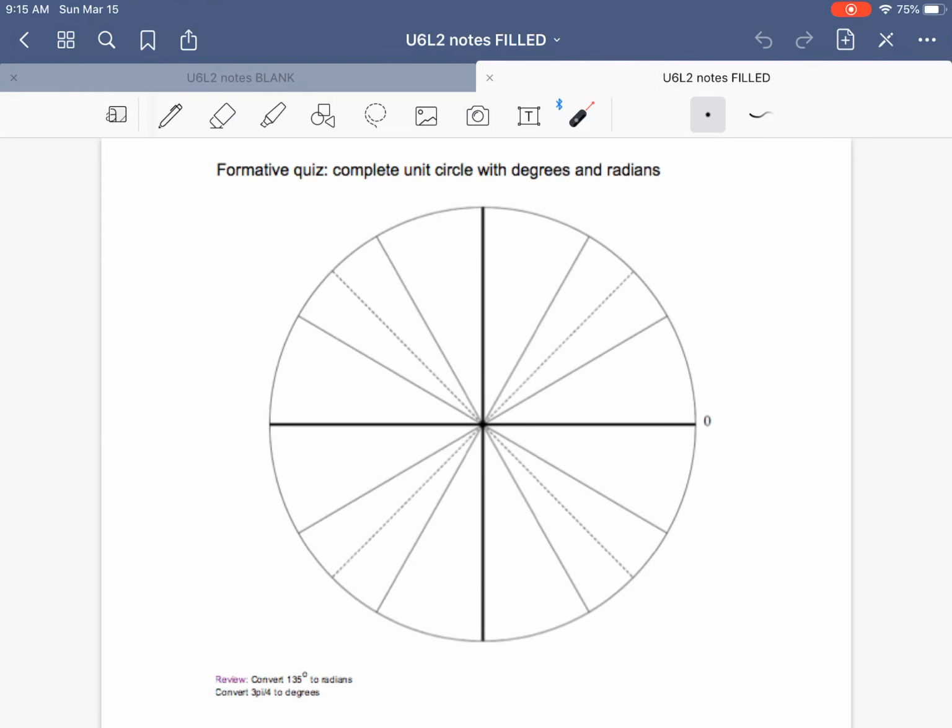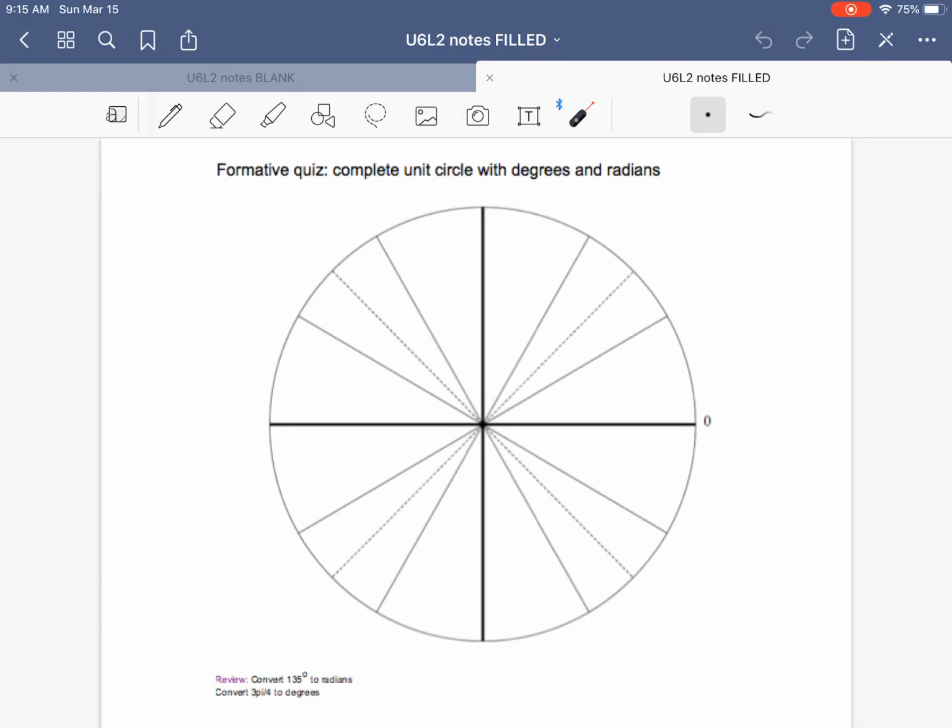So first thing, your formative quiz is to complete this unit circle just with degrees and radians, okay? So every one of these points, so this angle, this angle, this angle, etc. We want you to write in what does this angle measure in degrees and what's the corresponding measure in radians, all right? So you should pause the video now, see if you can do that.